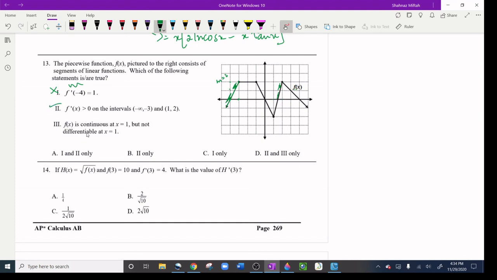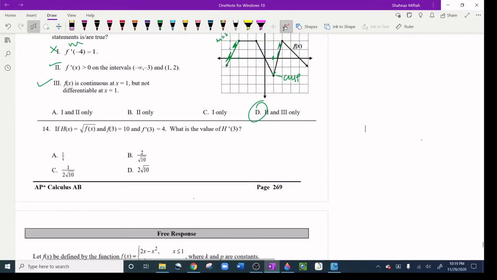That's true. F of x is continuous at x equal 1, but not differentiable at x equal 1. This is x equal 1, and I know it's a cusp, so it's not differentiable, true. But it is continuous because there are no holes, no jumps or anything. So that's true. So my answer is D.